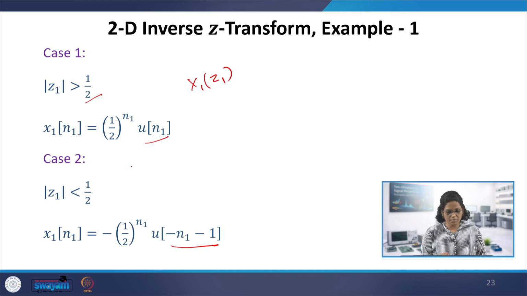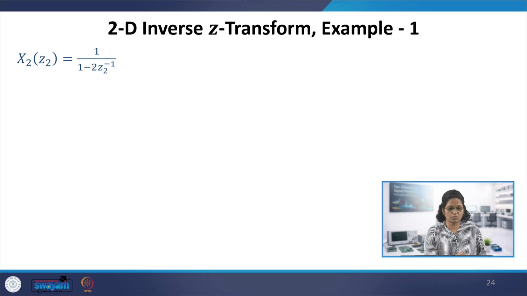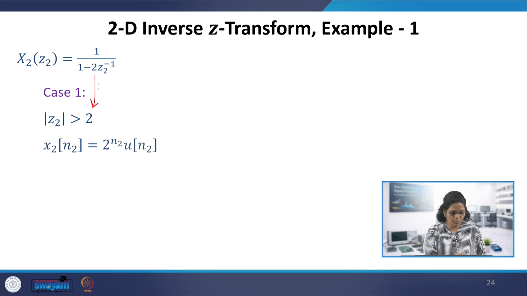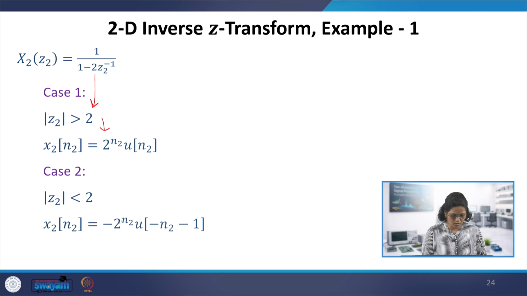If we apply a similar idea to x2 of z2, the second part of the Z transform, 1 by 1 minus 2 z2 power minus 1, then z2 can be greater than 2 or z2 can be less than 2. There are two cases again here. If z2 is greater than 2, the inverse Z transform is 2 power n2 u of n2. Similarly, if z2 is less than 2, then x2 of n2 is minus 2 power n2 u of minus n2 minus 1. This sequence is from minus infinity to minus 1. So there are two possibilities again.